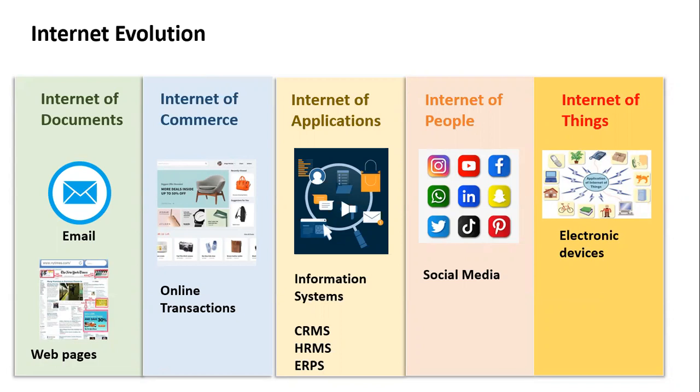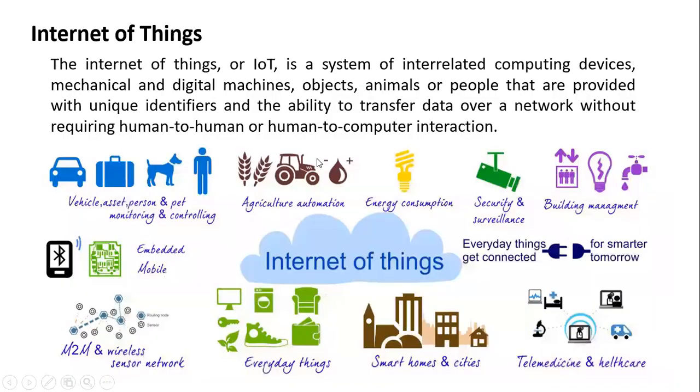Internet of Things means a system of interrelated computing devices, mechanical and digital machines, objects, animals, people that are provided with unique identifiers and the ability to transfer data over a network, right? So that means all the electronic things we're going to use will have an internet connection, and they may be able to communicate automatically. For example, if we have a CCTV camera installed in our home, if someone just crosses the gate, right, it will send us a message, right?